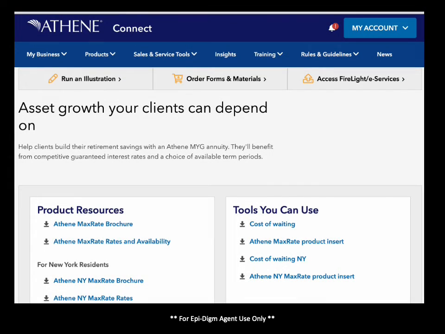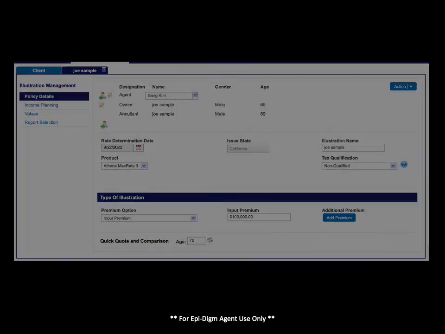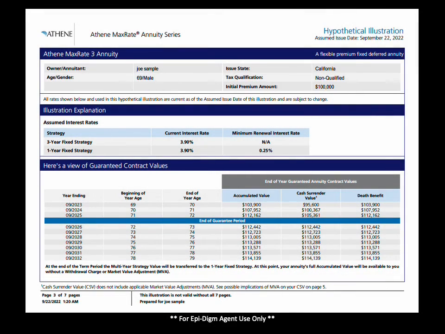And to run an illustration, you go back to this screen and you click on Run Illustration, and you pick on max rate. Same thing, I pick on 3. So this one is, I did same thing, $100,000, right? So it'll only show guarantee contract value. This one does not show current assumption.